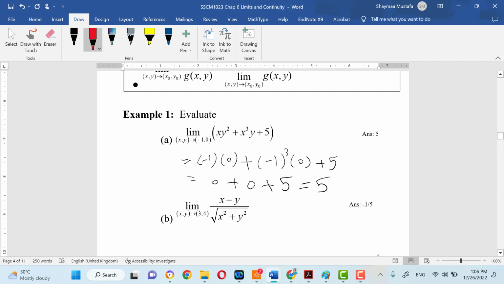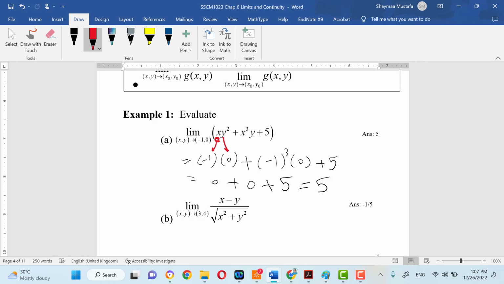Let us go to this example. I need to calculate the limit of this function, xy squared plus x cubed y plus 5, when (x, y) goes to (minus 1, 0). The easiest way is to substitute. X will be replaced by minus 1, and y will be replaced by 0, because x and y go to minus 1 and 0.